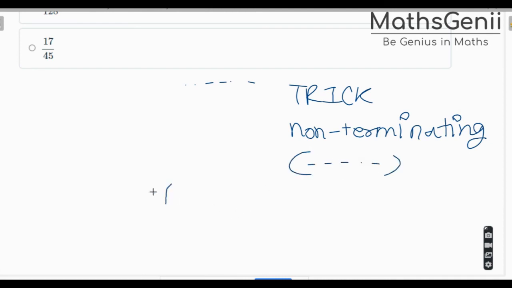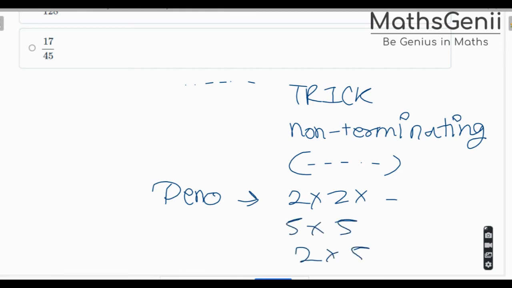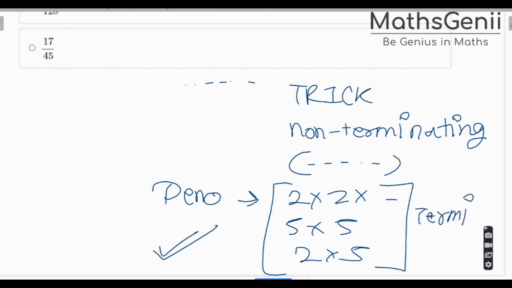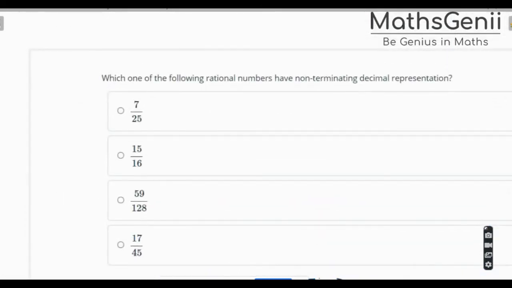So in the denominator, if you have anything in the form of 2 into 2 into, or 5 into 5 into, or 2 into 5 into, then yes, it does not come in this category. It's terminating. But anything other than this in the denominator is non-terminating. You will understand by example.